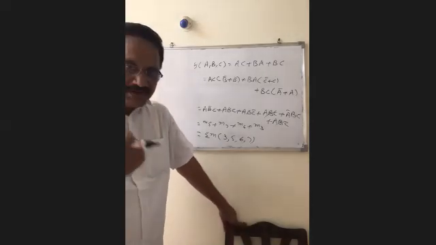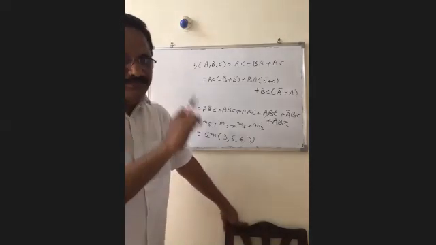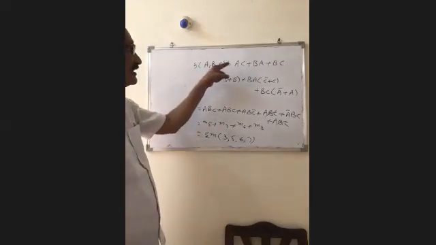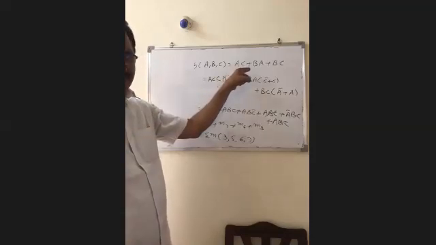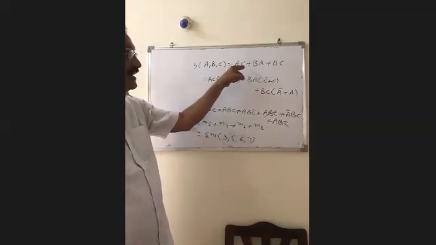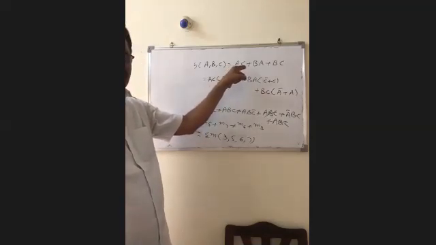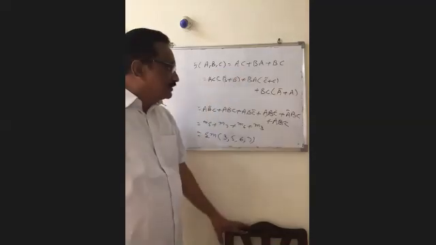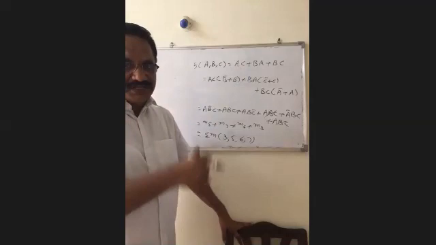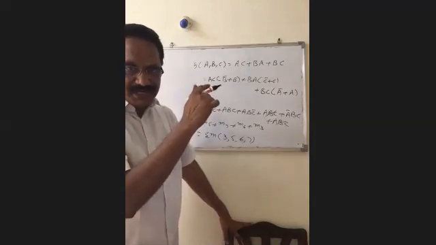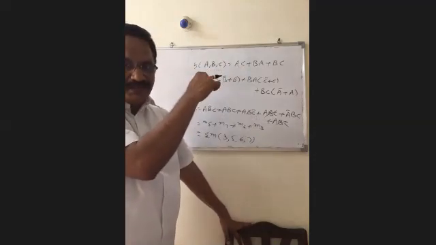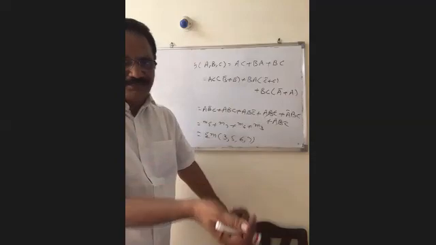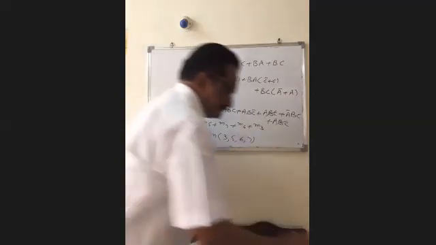For example, if the given question is in this form, convert the given expression into canonical POS form. Actually, it is in the standard SOP form. To convert it into canonical POS form, first convert the given expression from the standard form into the canonical form. First convert that one into canonical SOP form, and then convert it into canonical POS form. So this is canonical SOP form.